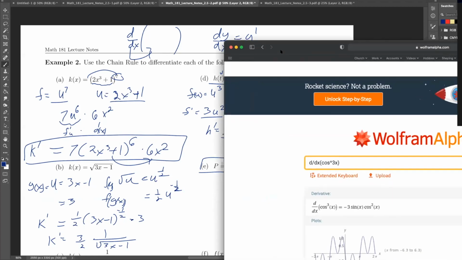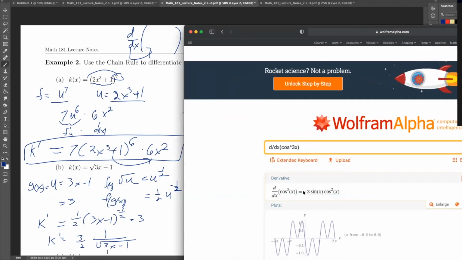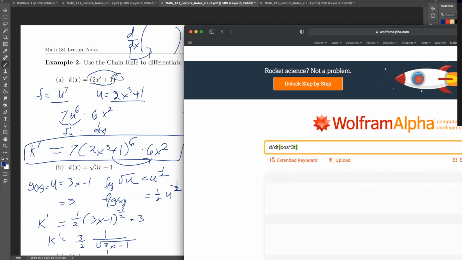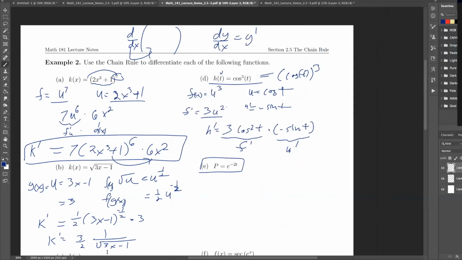If I type it into a computer, we'll get the same thing. We'll get -3, they put the sign up front for some weird reason, then cosine squared. Well, I have it in x, but if I switched it to t's, it'd be fine. Okay, so what did you guys get for E?